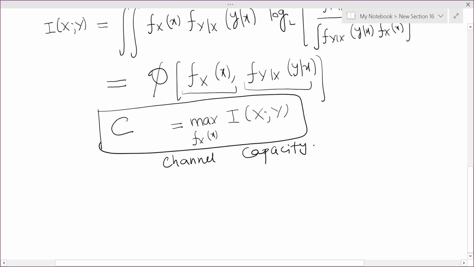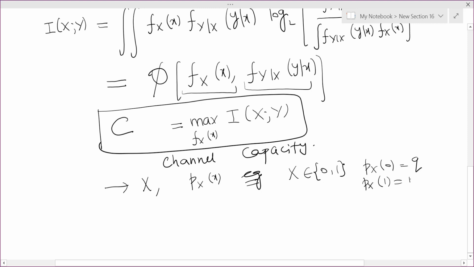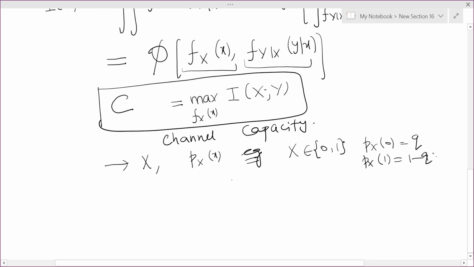Now if you are given any problem on channel capacity, you will be given the input. If it is discrete, you will be given the probability mass function of the input. For example, with a very simple binary channel, X can take only the values 0 and 1. Someone may tell you that the probability of 0 is q, and the probability of 1 is definitely 1 minus q. So this q will be in your control. You can tune how many zeros or ones come out of a source. Similarly, you may be given the probability that at the receiver you get 1 given you have transmitted 0.